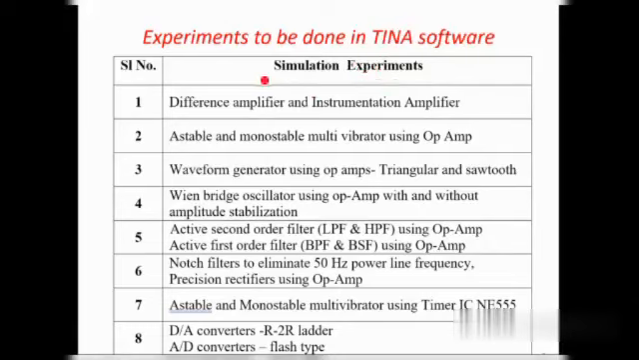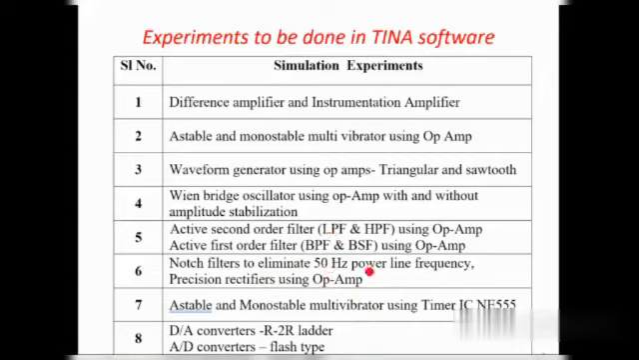The simulation experiments are given like this. The first experiment is difference amplifier and instrumentation amplifier. Second is astable and monostable multivibrator using op-amp. Third is waveform generator using op-amps, triangular and sawtooth waveform generation. Then Wein bridge oscillator using op-amp with and without amplitude stabilization. Then active filters, which we are dividing into second order and first order. For second order we do the low pass filter and high pass filter, and for first order the band pass filter and band stop filter.